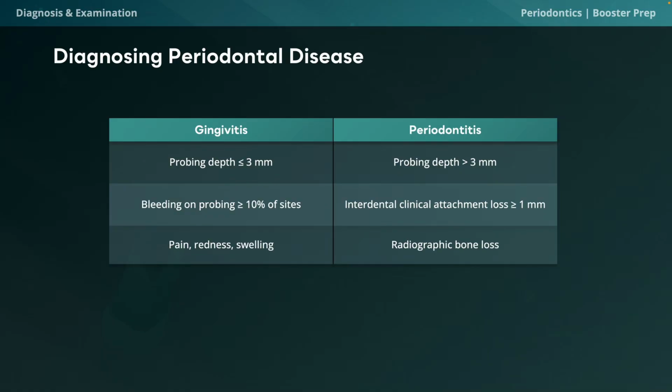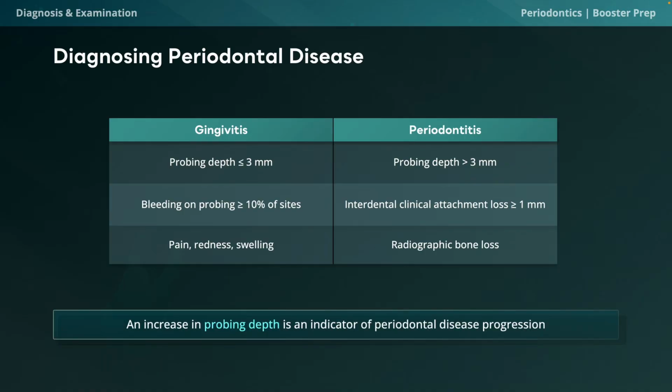We need that. Now, a key thing to always remember amidst your examination is that an increase in probing depth is an indicator of periodontal disease progression in those sites. So definitely make sure to remember that.